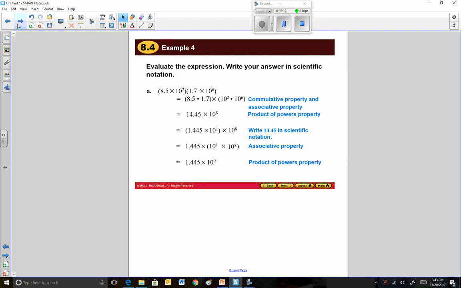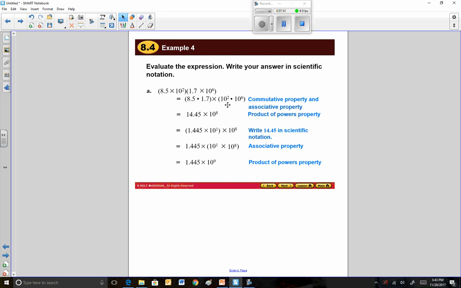All right, one last thing to try out. Evaluate the expression, write your answer in scientific notation. These are actually pretty easy. You're going to use the commutative property and take the 8.5 and the 1.7 and place them together. Take the 10 to the 2nd and 10 to the 6th and group them together. So we've used the commutative and associative properties. And now all we have to do is take 8.5 times 1.7, and you get 14.45.